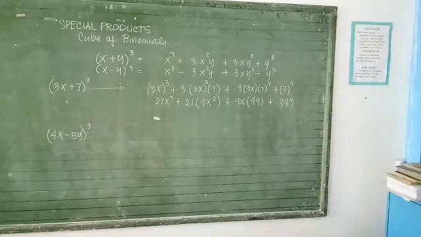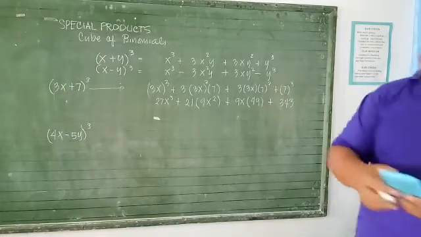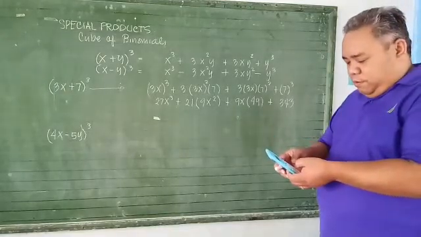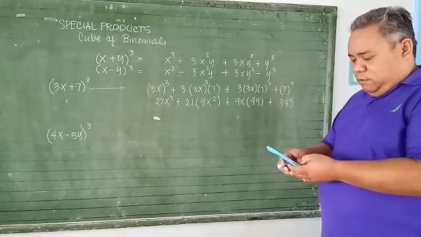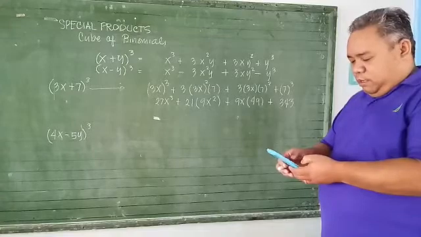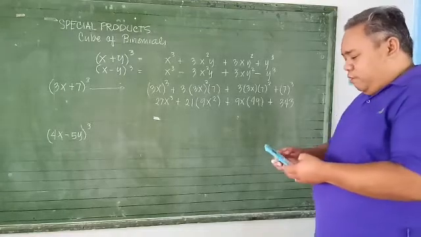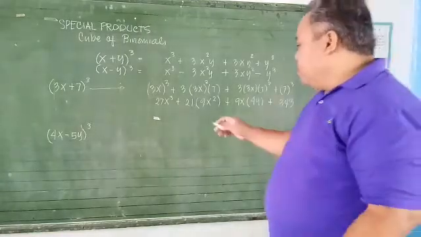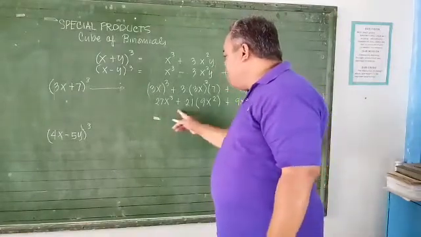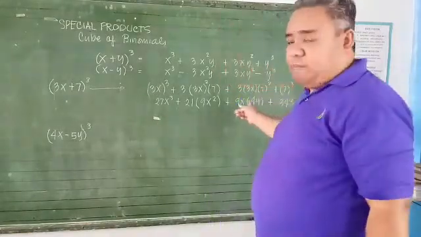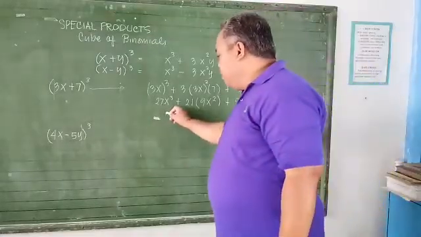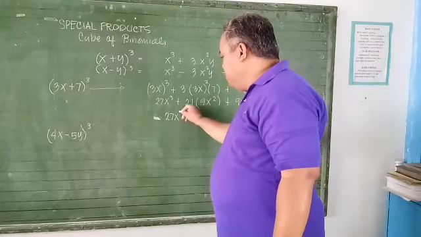Use your calculator, ha? Para hindi kayo mag-compute. So, 7 cubed. 343 na. Okay, now. So, this could be 27. Pero take note, hanggang merong parenthesis, kailangan mo i-solve. Hindi pwede. Kailangan, ang sagot niya wala na siyang parenthesis. So, this could be 27x cubed.